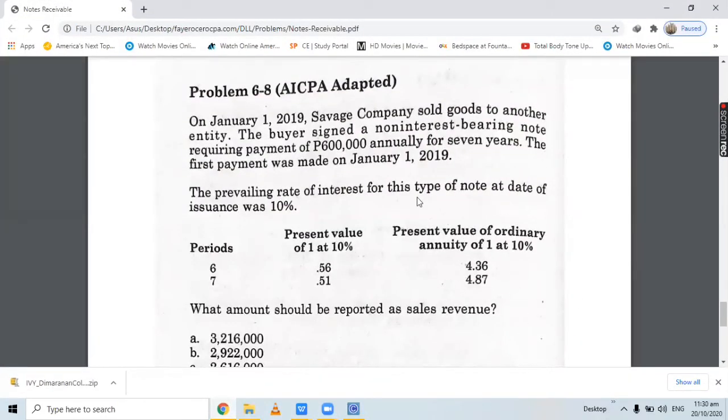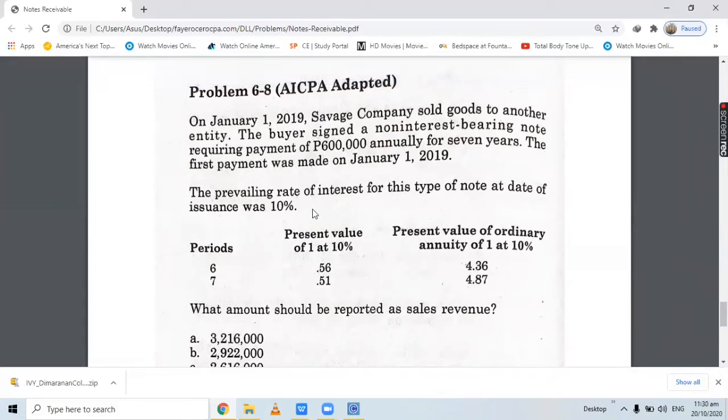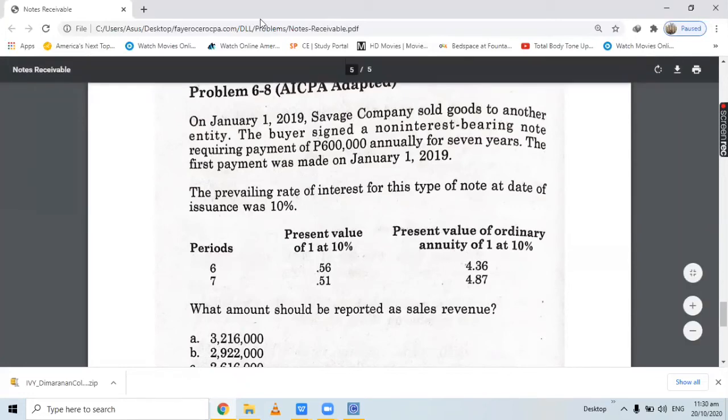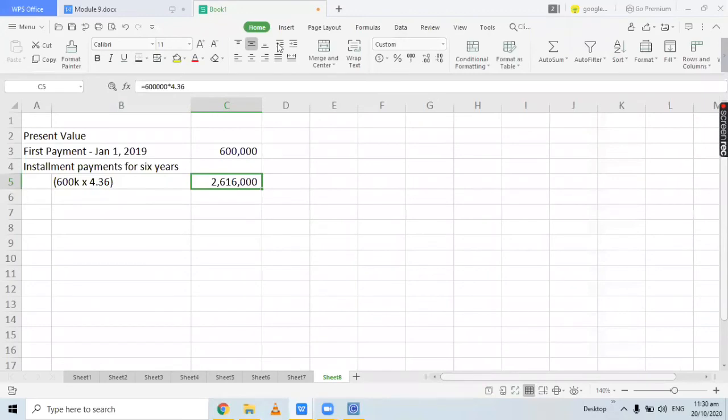The easiest way here is to use the table. Which one of these values are we going to use? Of course, the present value of ordinary annuity, because it is an installment payment. But which period? He pays for 7 years, but the first initial payment is already paid at the beginning. Therefore, how many periods are left? 6 years. That's why we use 4.36. $2,616,000. Okay, and that's the present value.